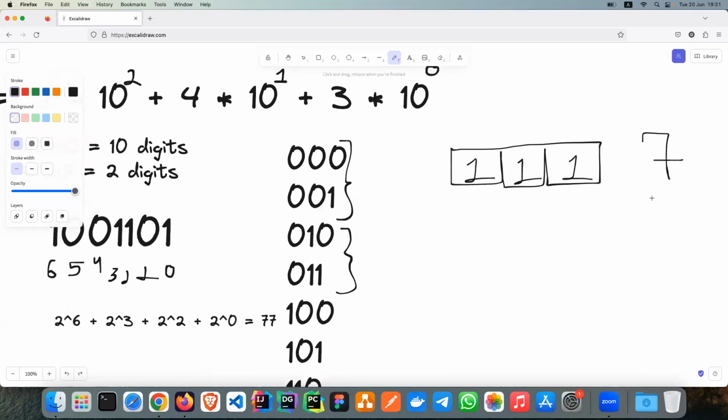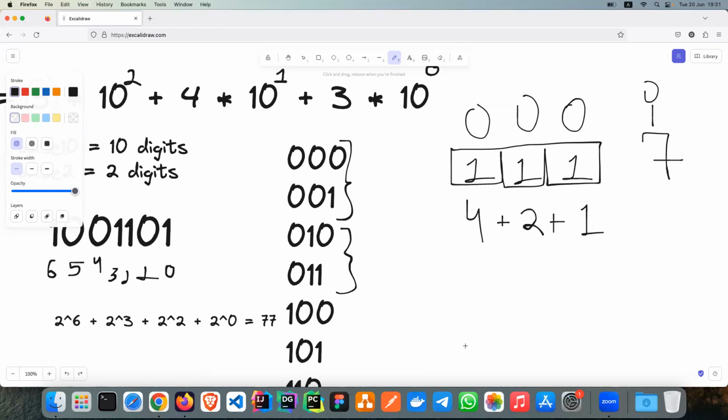If we convert it to decimal, doing the same thing here, I think this is 4, this is 2, this is 1. If we add them, we will get 7. What's the minimum number I will get here? The minimum will be when I have only zeros. It will be 0.